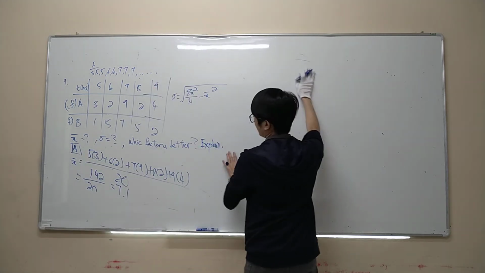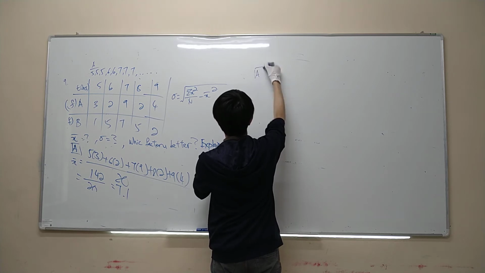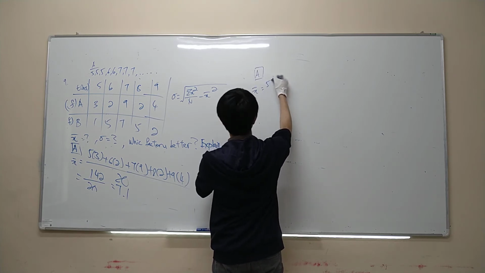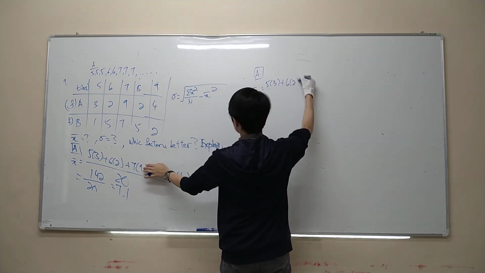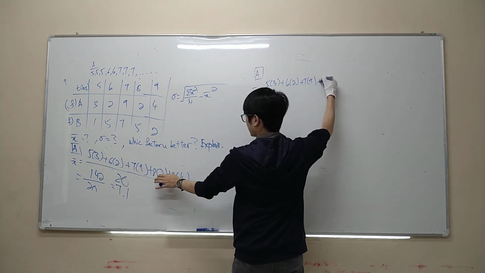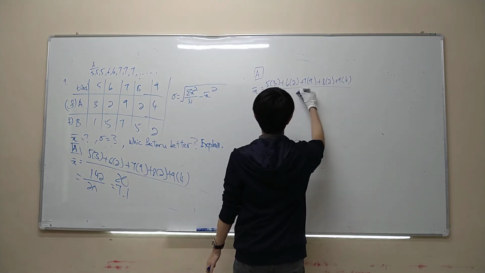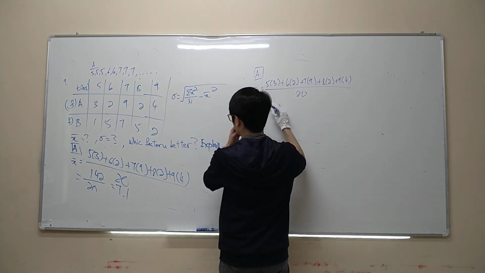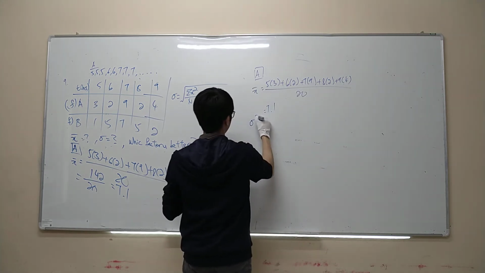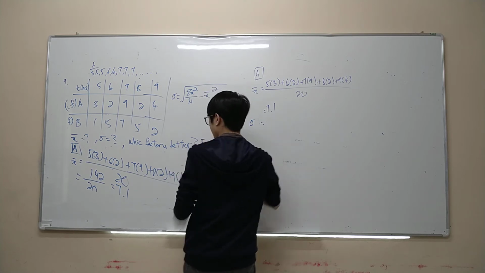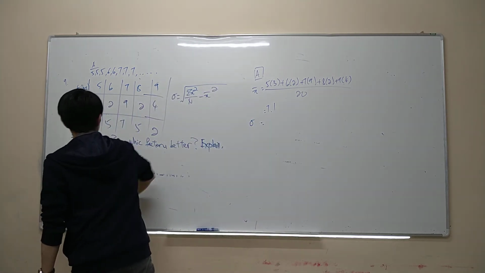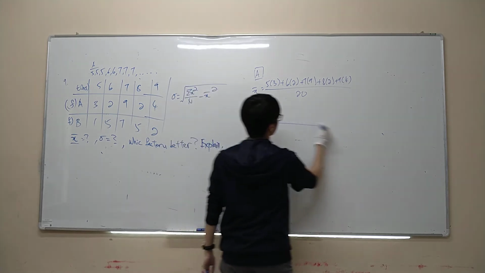Okay, for A, the mean will be 5 times 3 plus 6 times 2 plus 7 times 9 plus 8 times 2 plus 9 times 4 over 20, equals 7.1. Okay, I'll just do it here, the standard deviation. Okay, so erase this.